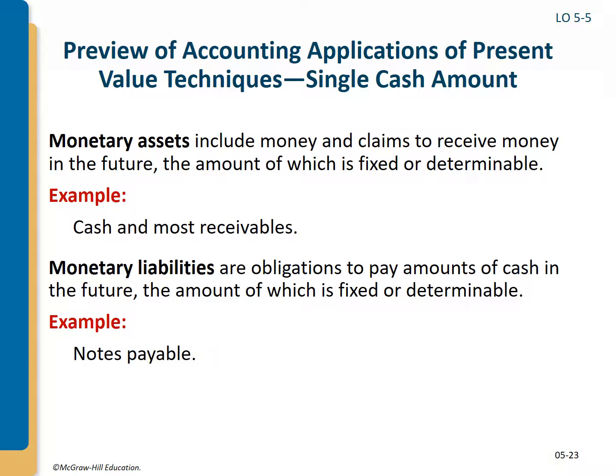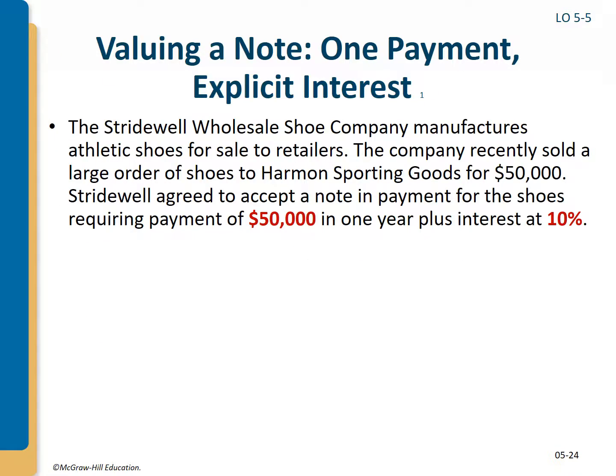So monetary assets include money and claims to receive money in the future, the amount of which is fixed or determinable. Cash and most receivables. Monetary liabilities are obligations to pay amounts of cash in the future, the amount of which is fixed or determinable, like notes payable. So let's take a look at some of these techniques. Some examples of when you'll use present or future value calculation in accounting.